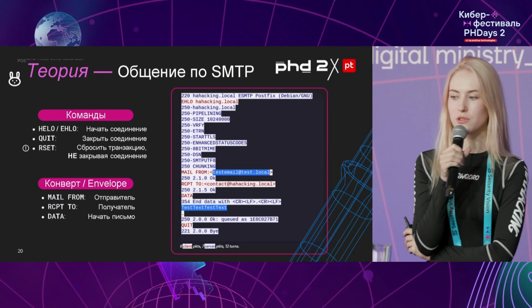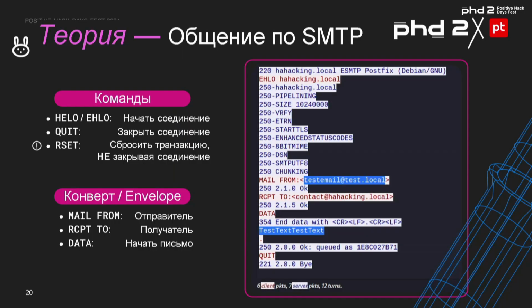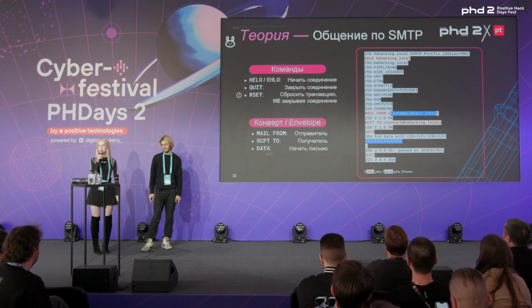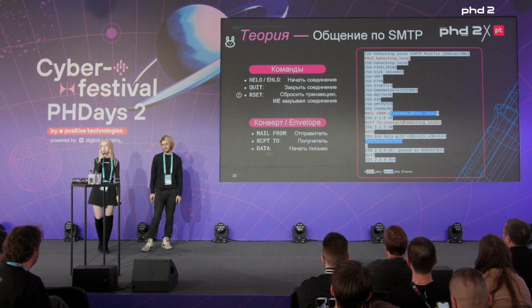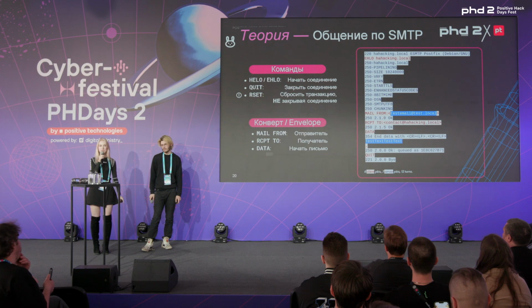Let's have a look at the SMTP protocol. It is used to send emails. To the right you can see the legitimate SMTP traffic recorded in Wireshark, and every transaction there looks like client-to-server communication. The client sends commands and the server responds to them. The most important commands we should know here are hello or ehlo, which is for opening the connection and to identify the client to the server. Quit is to close the connection. And another important one is reset, which is to reset the transaction data without closing the connection.